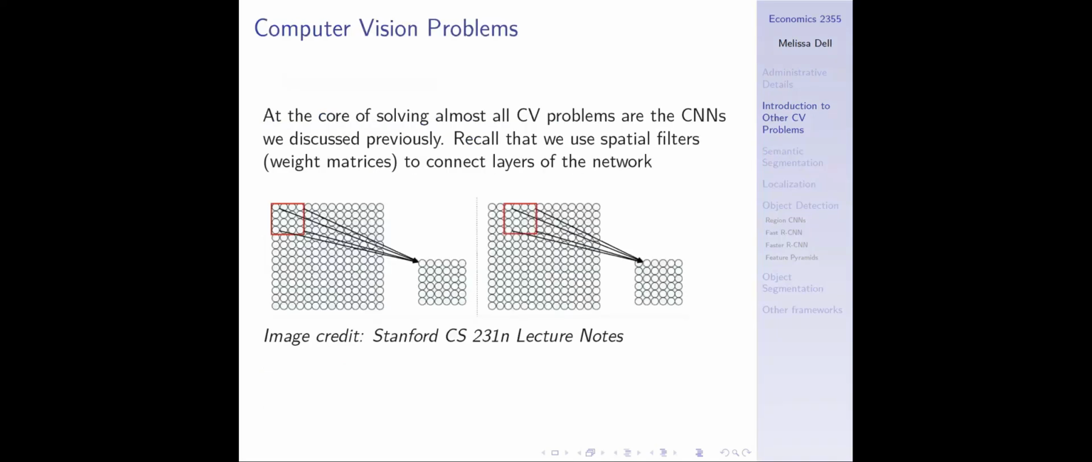Okay. So remember that at the core of almost all computer vision problems are CNNs, which essentially take these spatial filters, which are just weight matrices, and they slide them across the feature maps to connect different layers of the network. And so this is at the core of everything that we're going to do. It's going to build on top of this.